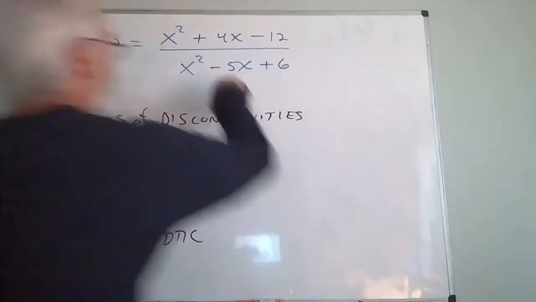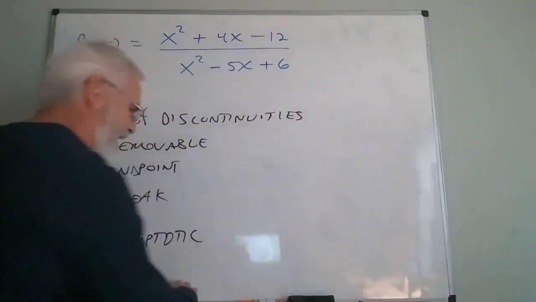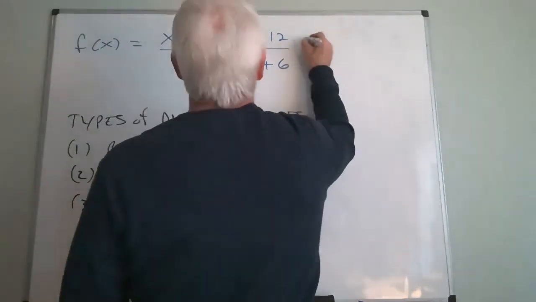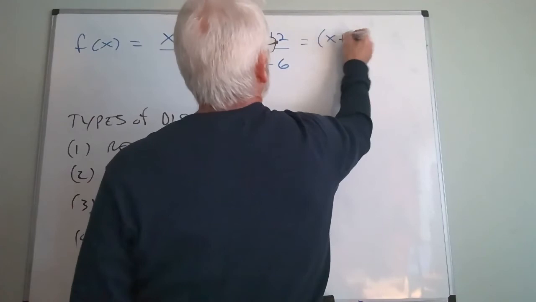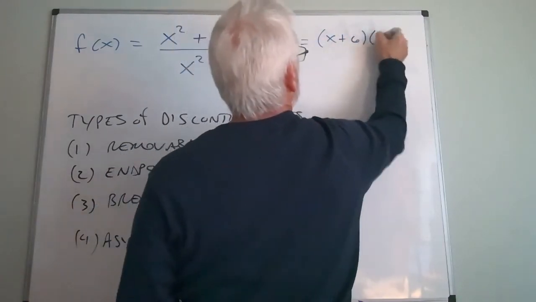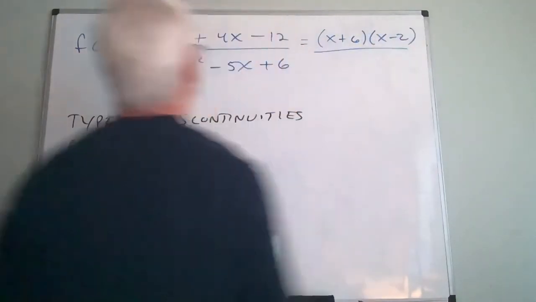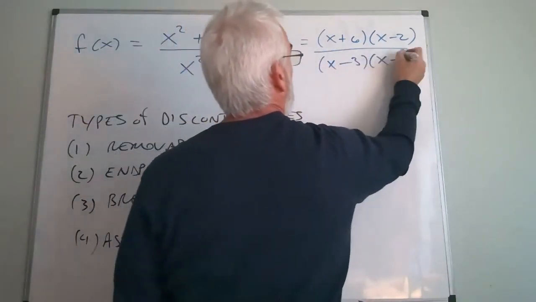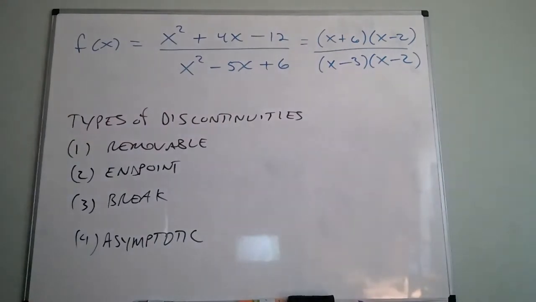So now looking at this here, how am I going to figure out where the discontinuities are? Well, the first thing I would do is factor it. Okay, so my numerator is x plus 6, x minus 2. My denominator is x minus 3, x minus 2. Well, that makes it easy enough.